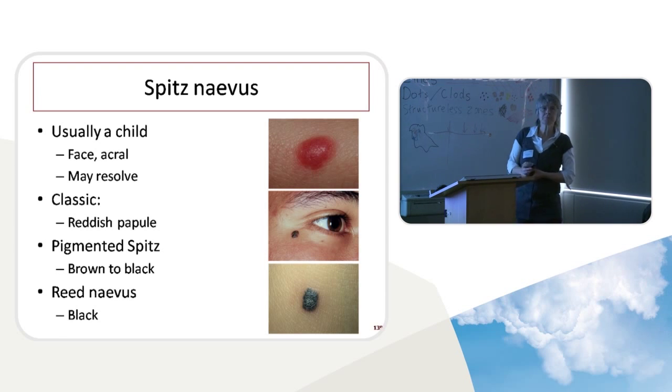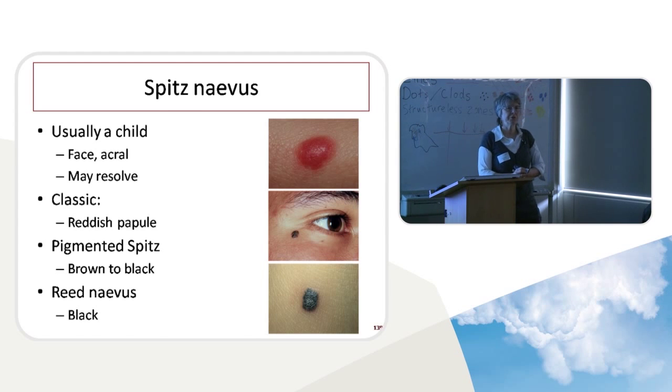When you say they may resolve, what time period would they resolve? Years. So some of them we watch and some of them we excise. The difficulty is melanoma in childhood is usually of a spitzoid type, so you don't want to get it wrong. Melanoma in childhood is extremely rare, but it still occurs.